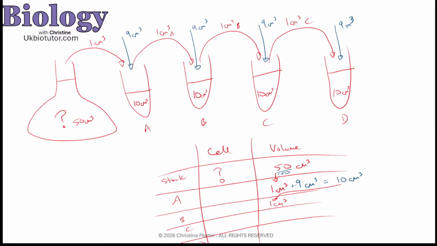So I have divided 10 by 10 to get to 1. Therefore, I'm going to have diluted it down by a factor of 10. Again, I'm adding in 9 centimeters cubed to give me 10 centimeters cubed.